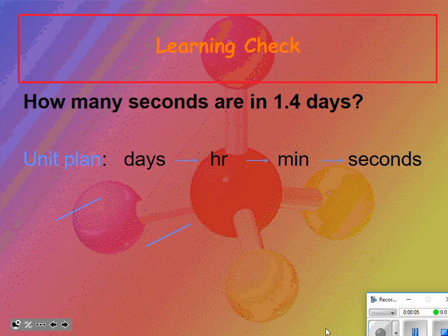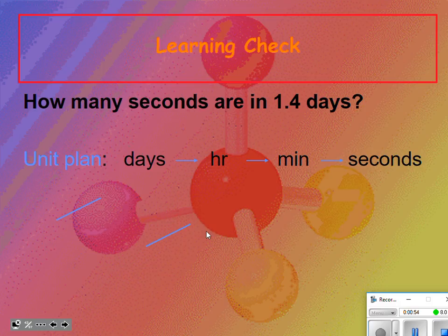All right, I'm looking up here and I say, okay, how many seconds are in 1.4 days? As I look at my plan, I need to go from days to hours. Well, what's my conversion factor, days to hours? 24 hours in one day. Then I need to go hours to minutes. How many minutes in an hour? 60. How many seconds in a minute? 60. So I just have to use that knowledge to put my conversion box in the correct way.